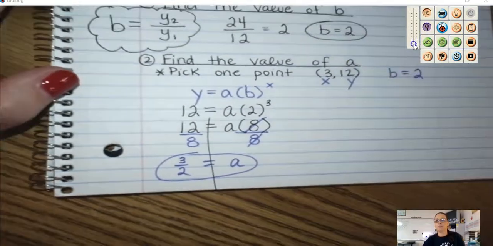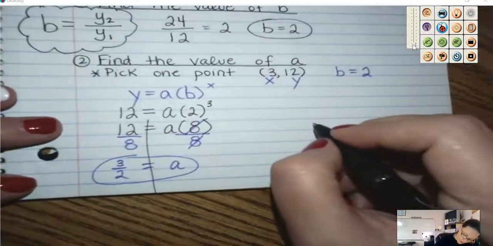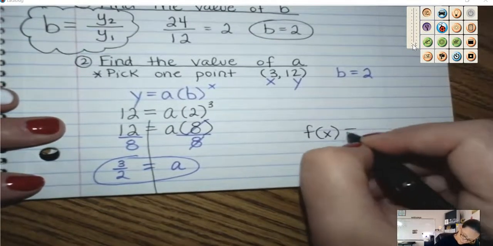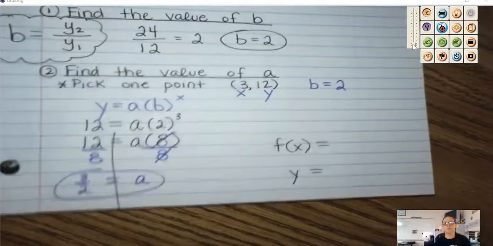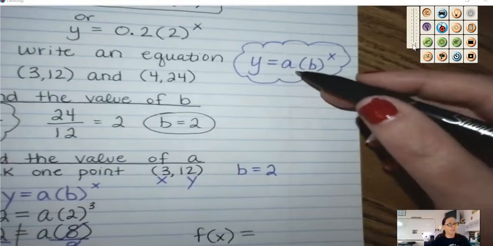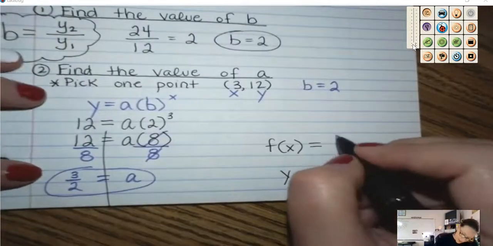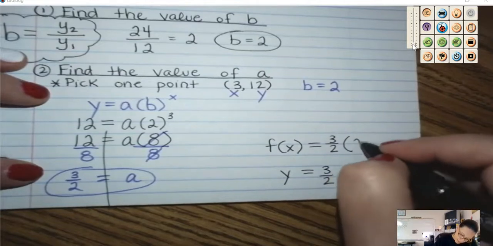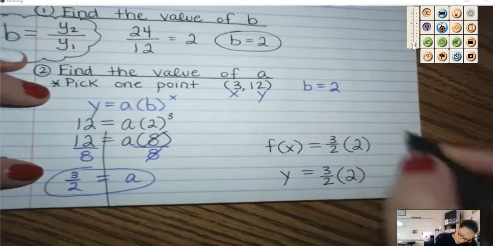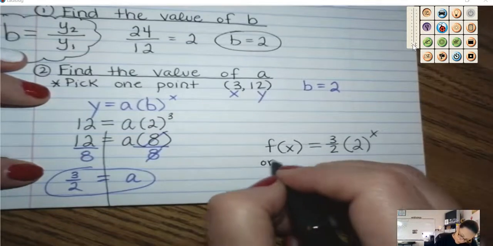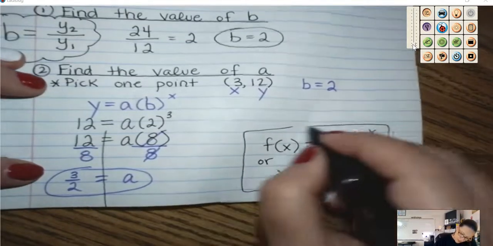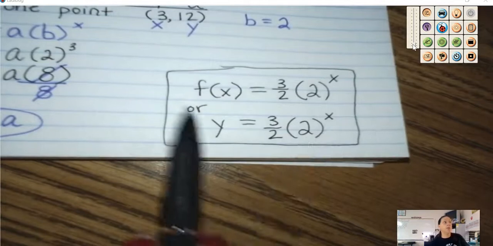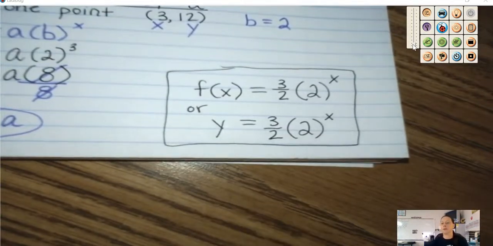and write my equation. So the final answer, you can either write it as f of x, or you could write it as y. The equation always looks like this: equals A, we know A stands for 3/2, times B, and B is 2, to the x power. So either of these are good with me. You can either write it as f of x equals 3/2 times 2 to the x power, or you can put y equals 3/2 times 2 to the x power.